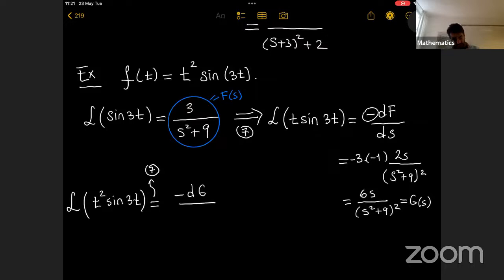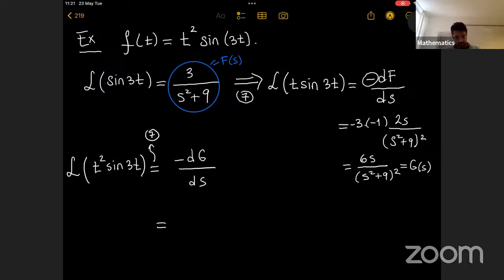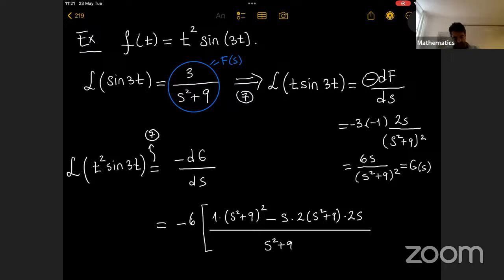We differentiate this with respect to s again. Okay, so this is going to be what? This is going to be minus, here's the product rule, minus 6 is out, let's say, 1 times (s squared plus 9) squared minus s times 2 times (s squared plus 9) times 2s over (s squared plus 9) to the 4. Okay, so we get that. Any question?